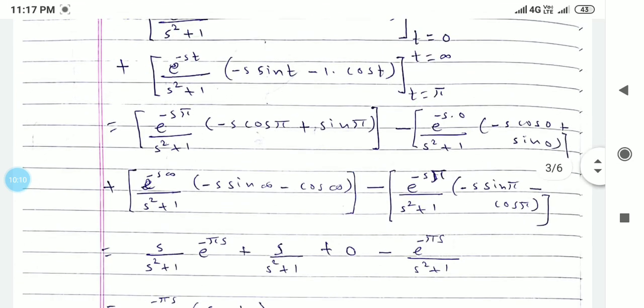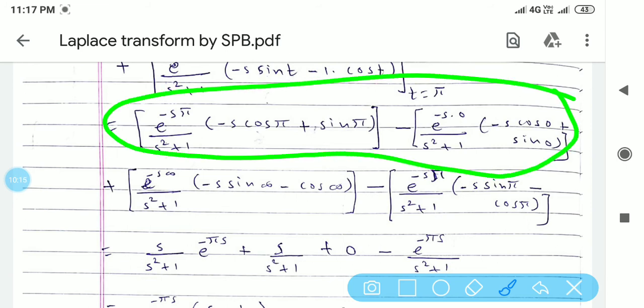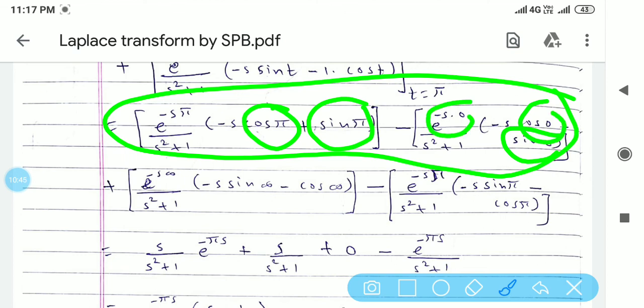So see here, after putting in the limits, in this step I just substituted the limit, e raised to minus the upper limit. This is the value of the upper limit minus the value of the lower limit, plus this is the value of the upper limit minus the lower limit. Now here this is 0. Cos pi is minus 1, so minus minus becomes plus. What is remaining? s by s square plus 1 e raised to minus pi. Now here sin 0 is 0. What is remaining? Cos 0 is 1. So minus minus plus, and this term is 1, so s by s square plus 1.